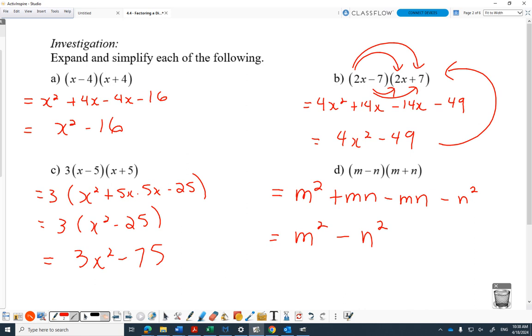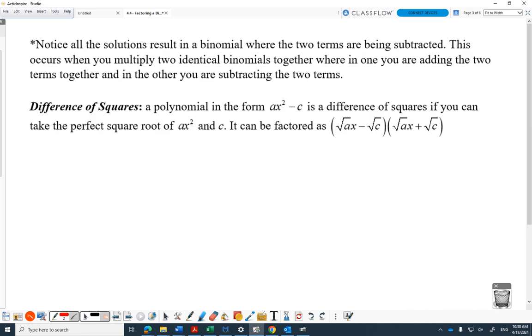So now the note explains all that from a technical standpoint. The part that sometimes messes people up is that they are trying to give a technical explanation of it. So here's the technical explanation. Let's see how we do understanding it. Notice all the solutions result in a binomial where the two terms are being subtracted. Let me just highlight that because that's straight from the title of the lesson. Difference, subtraction. This occurs when you multiply two identical binomials together, where in one you're adding and the other you're subtracting. So a difference of squares.